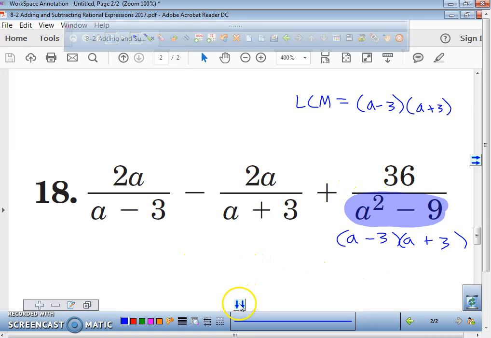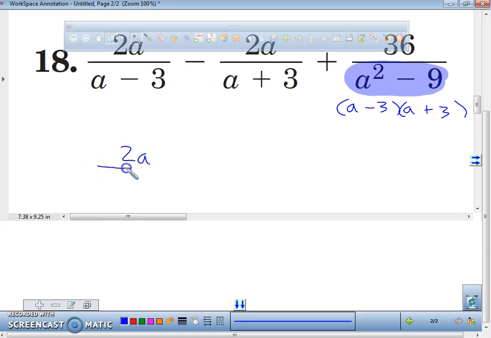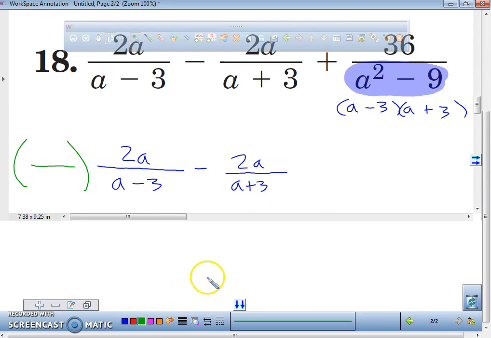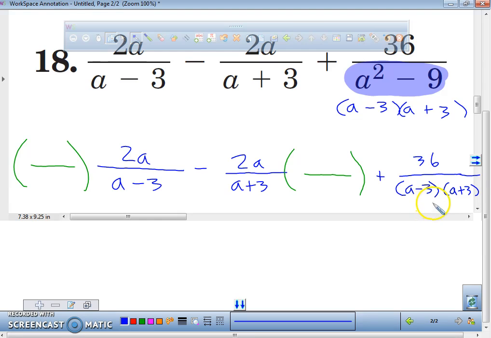All right? So right now, let's think about we have 2A over A minus 3. This guy needs something. I'm not going to tell you what it is yet. Minus 2A over A plus 3, plus the only thing that doesn't have to be changed is the very last rational expression, because this denominator has everything that it needs. It has the A minus 3 and it has the A plus 3. So this guy doesn't need anything.